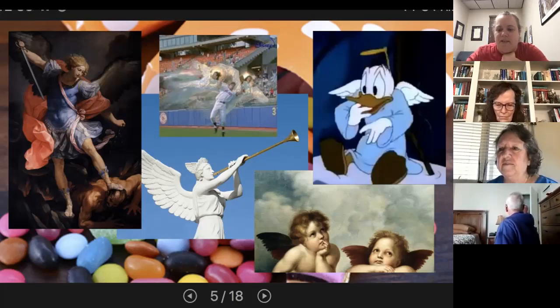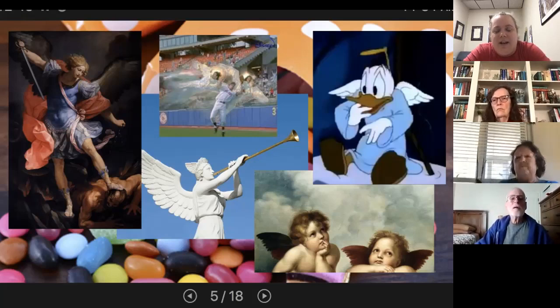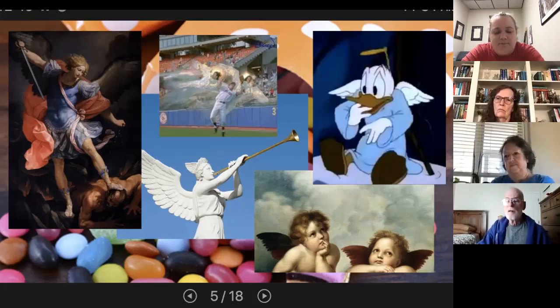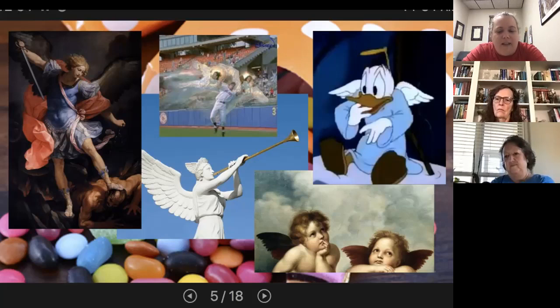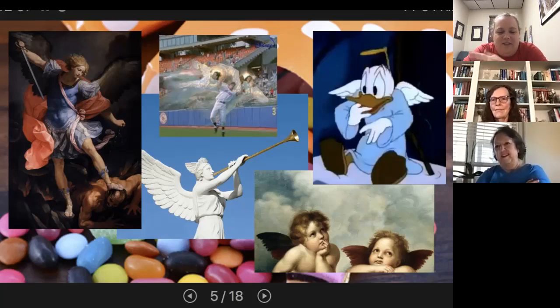All right. So Donald Duck as the angel, or sometimes Donald Duck's got the little angel on his shoulder trying to tell him what to do or what not to do. And then the little devil is usually on the other shoulder trying to tell him what to do or not to do. So there are different uses of the angel image even within the same cartoon universe.